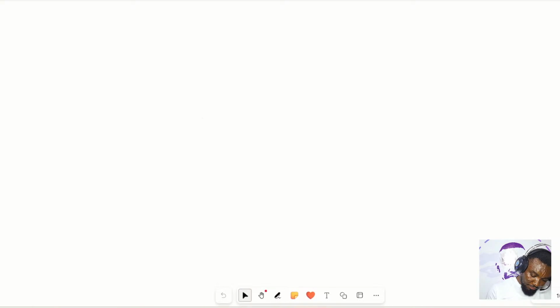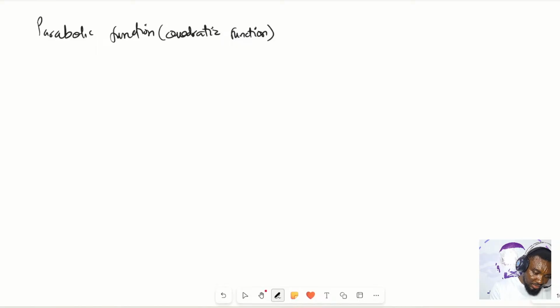So we saw that parabolic functions, another name for them, is a quadratic function. For quadratic functions, they refer basically to the type of functions that are of the form ax squared plus bx plus c is equal to 0.